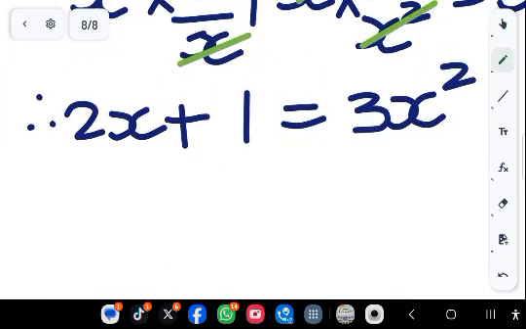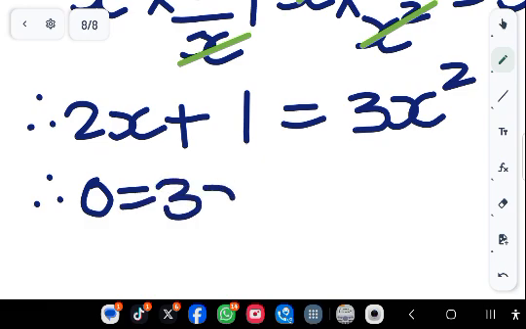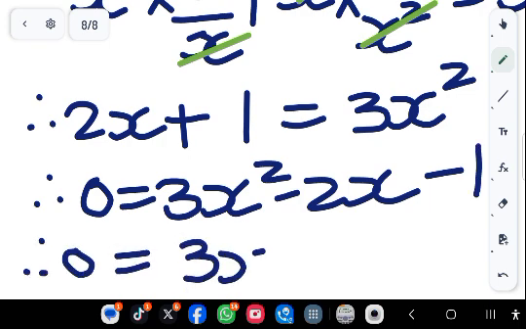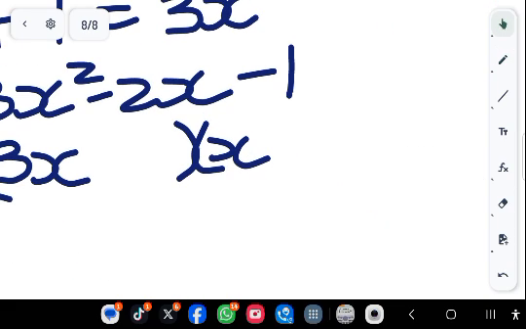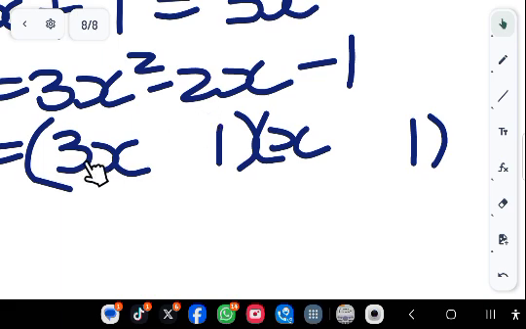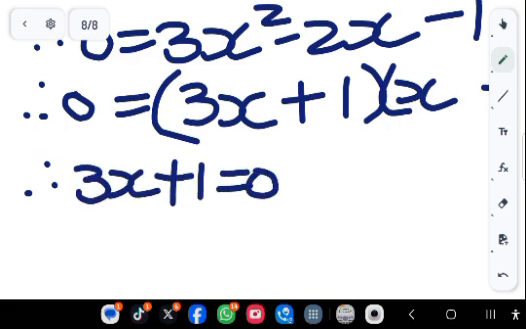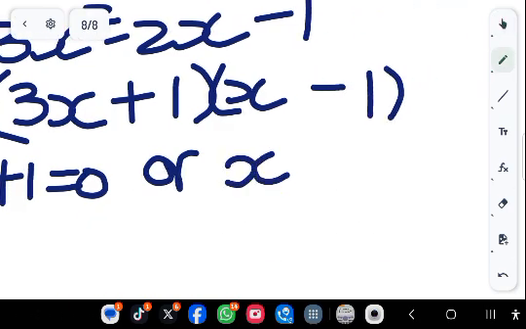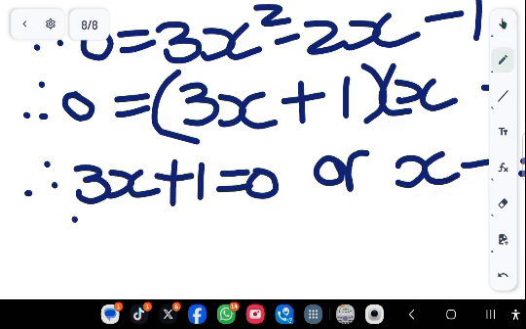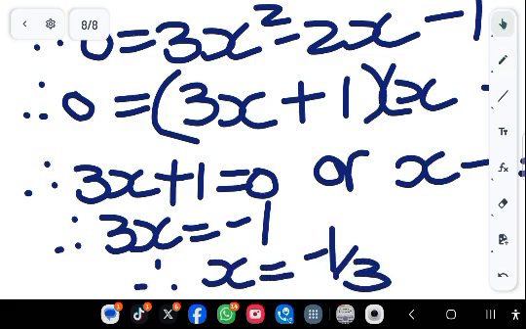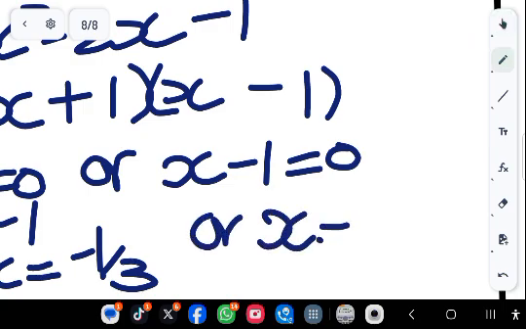Take everything to the right hand side. It will give you a quadratic equation, and you factorize and solve. 0 equals 3x in bracket, and then x. Factors of 1 are 1 and 1. We have a minus in the middle, so meaning that the combination with the biggest factor must have a negative, so that becomes minus and that becomes plus. Never skip this step. That's what comes now. You equate the factors to 0. Therefore, 3x equals negative 1, meaning that x equals negative 1 over 3. Or over here, x equals 1.